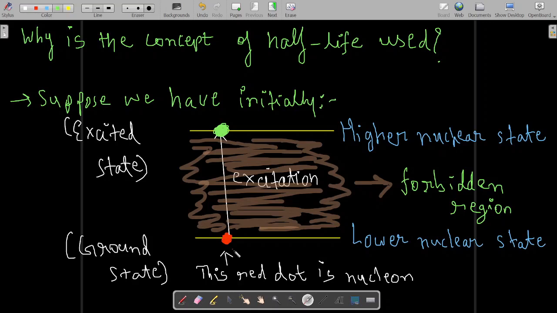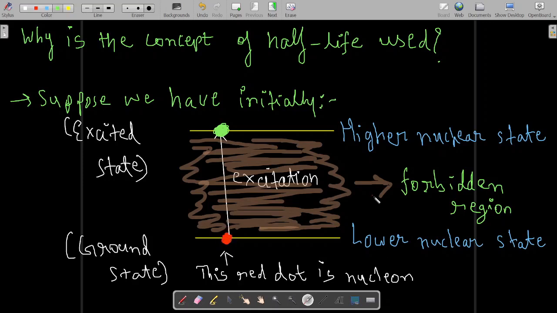But as this nucleon will be either a proton or a neutron, what does it mean by nucleon? Nucleon means either a proton or a neutron. This particular nucleon will jump directly from here to here. It will not pass through all the states in between, because this is a forbidden region.